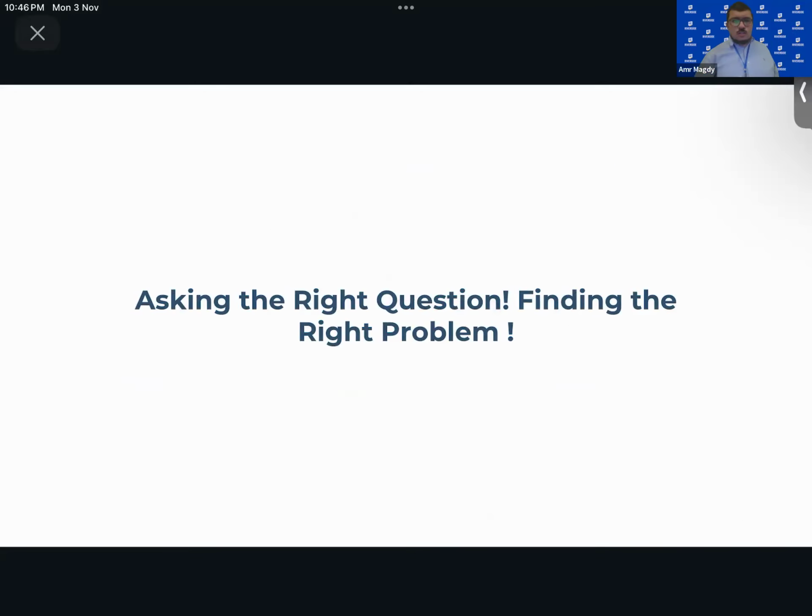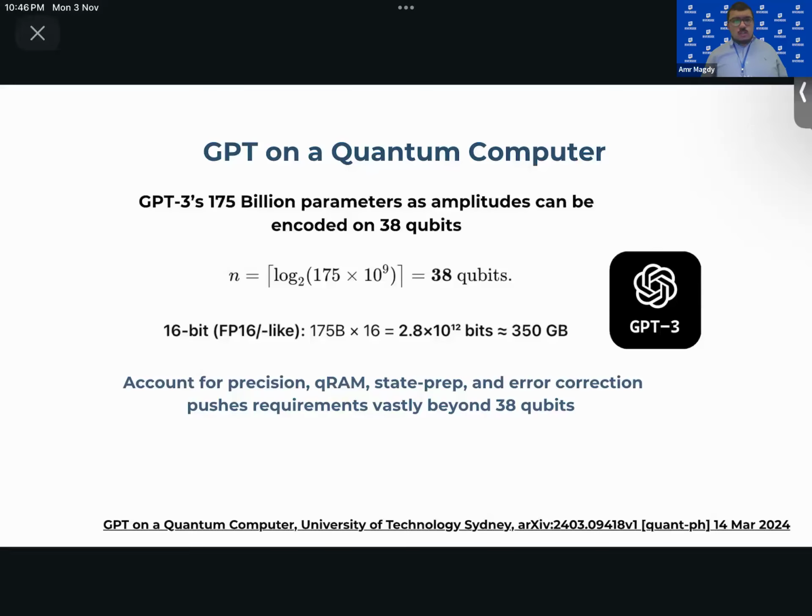I just have a question here. What do you mean by encoding GPT-3 in 38 qubits? You mean encoding the whole size of the data set that trained GPT-3? The size of the data that they use to train the GPT-3 model, which is 178 billion parameters. You mean 175. The parameters, not the data. Okay. Yes, got your point.